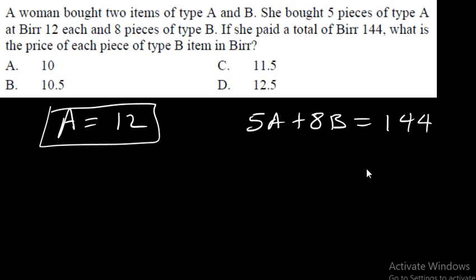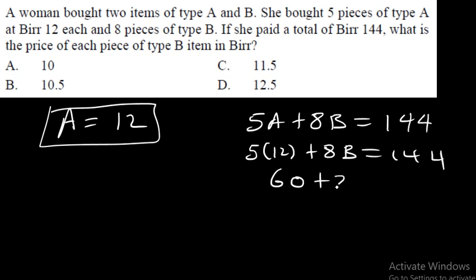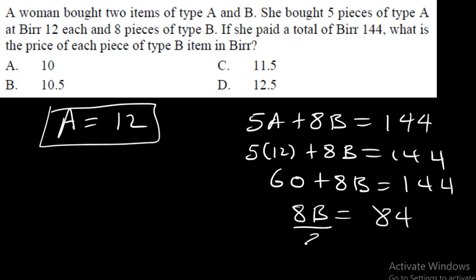The total money that she paid is 144. So 5 pieces of A plus 8 pieces of B is equal to 144. But we know the price of A is 12. So 5 times 12 plus 8B is equal to 144. That means 60 plus 8B equals 144. Then take 60 to the other side, so 8B is equal to, when I subtract, 84. Then divide by 8 on both sides. So the B value will be 10.5. So the answer should be B.